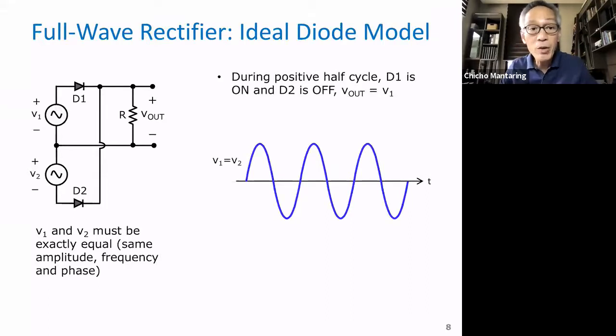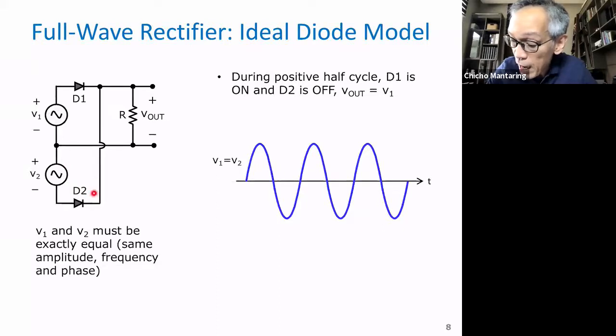Okay. Now take a look at the circuit. During the positive cycles, remember this is V1 equal to V2. What happens here? Because of V1, current will try to flow in the clockwise direction, and D1 will be on. Likewise, current is also trying to flow in the clockwise direction.